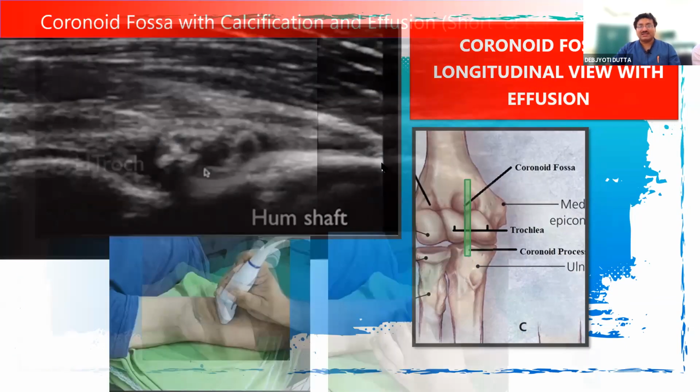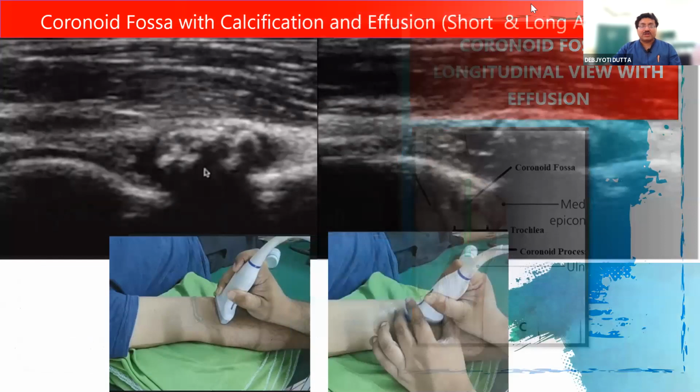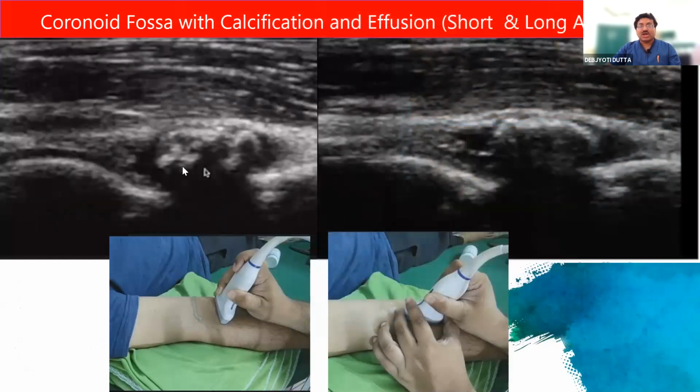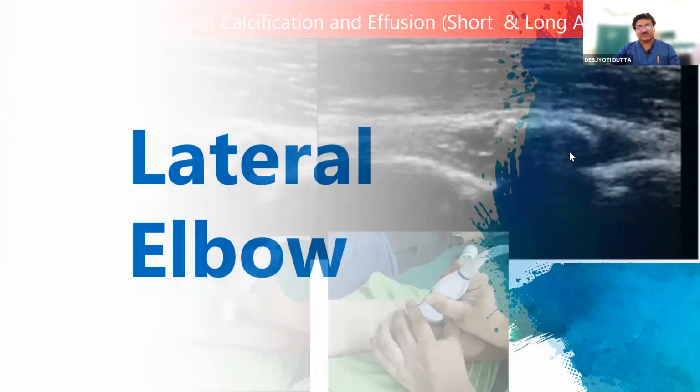Next, this is again the long axis and short axis view, where we are able to see some hyperechoic shadows like this. Okay, in short and long axis both. So what is this? Calcification. Yes, these are the calcifications. And what are these hyperechoic structures? These hyperechoic areas? Collected fluid. Collected fluid. Fine, very good. They are the collected fluid.